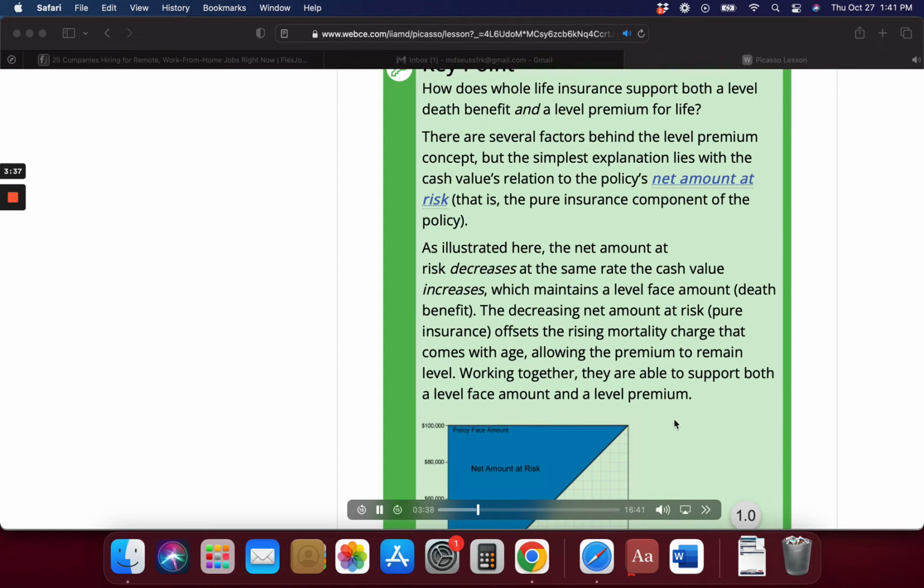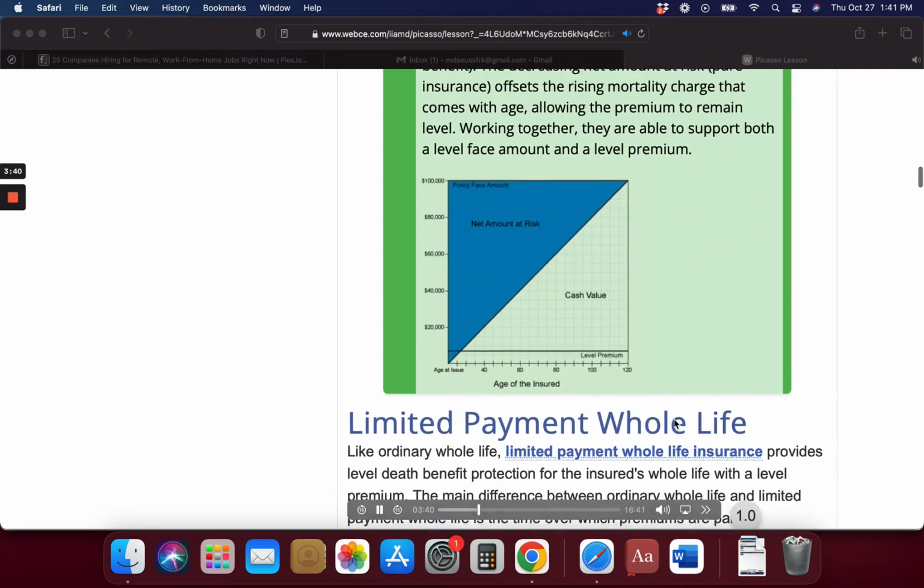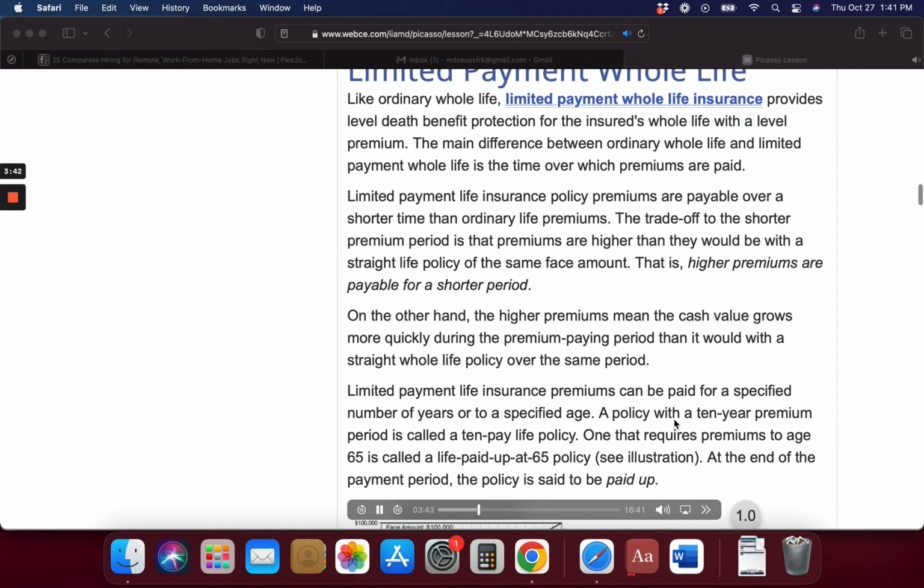Limited payment whole life. Like ordinary whole life, limited payment whole life insurance provides level death benefit protection for the insured's whole life with a level premium. The main difference between ordinary whole life and limited payment whole life is the time over which premiums are paid. Limited payment life insurance policy premiums are payable over a shorter time than ordinary life premiums. The trade-off to the shorter premium period is that premiums are higher than they would be with a straight life policy of the same face amount. That is, higher premiums are payable for a shorter period.